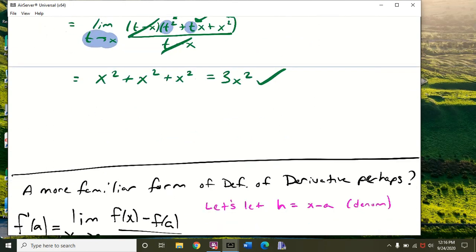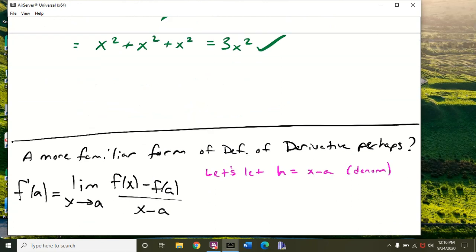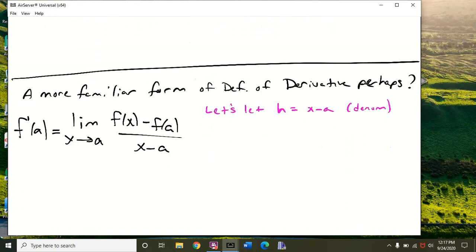Okay, so now let's take a look at this other form of the definition of derivative that perhaps is a little more familiar. I think that this is what they use in pre-calc. So we're going to take our definition of derivative and transform it into this h version. And you may recall that where would you see h? In the denominator. So what I'm going to do to get started here is let the denominator h equal x minus a, and from this, we're going to rebuild our limit.